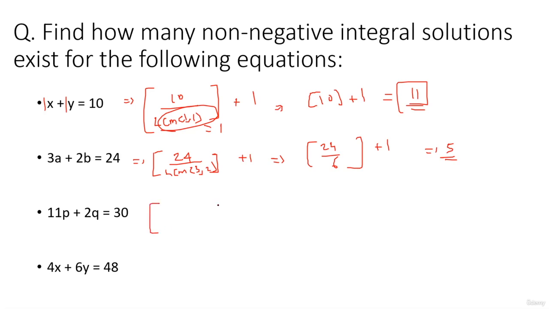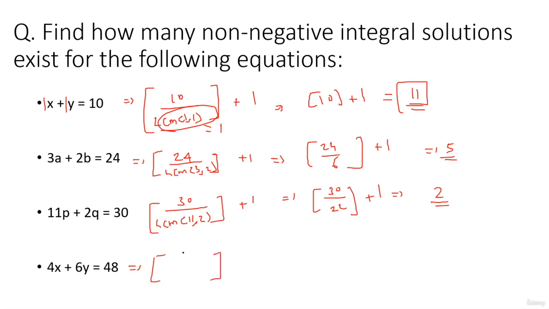Right? In the same way, floor of 30 divided by LCM of 11 and 2, plus 1. LCM of 11 and 2 is, guys, 22. They're co-prime numbers. So floor of 30 divided by 22, plus 1. 30 upon 22 will be 1 point something. Its floor will be 1. 1 plus 1 is 2. Same thing happens here, guys.